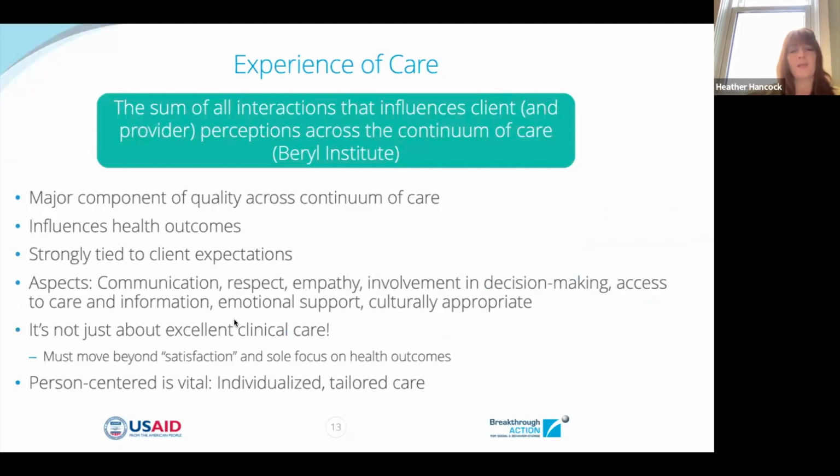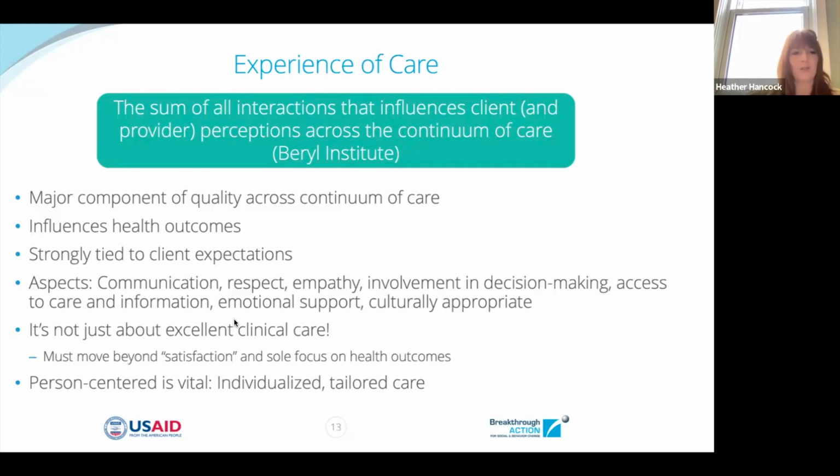So I want to talk a little bit about experience of care also. And experience of care is a critical component of quality of care. The Barrel Institute defines it as the sum of all interactions that influence client, and I would also add provider, perceptions across the continuum of care.